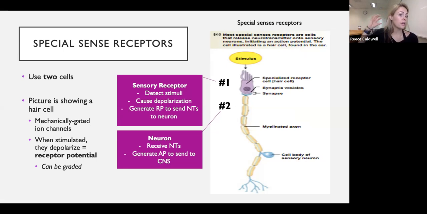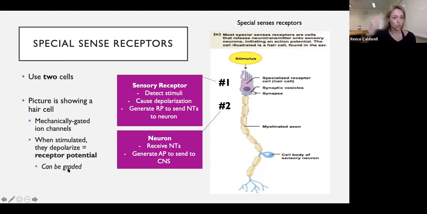Whenever a sound wave enters the ear and travels through the ear canal and reaches the hairs inside of the ear, it will be mechanically pushed and stretched to cause the opening of a channel on that cell membrane. Therefore, ions can flow into the cell, into the sensory receptors, and we will have that receptor potential. If it's strong enough, that's what I mean by can be graded.